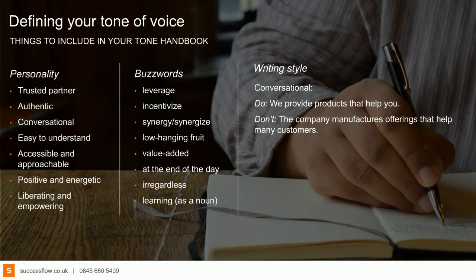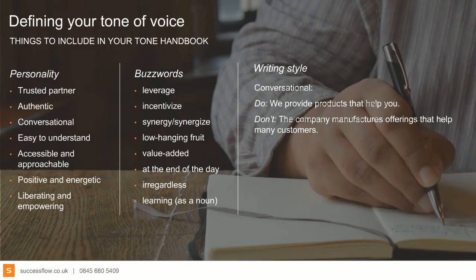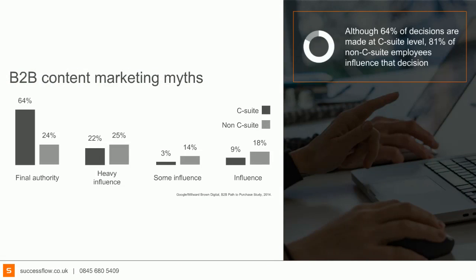And then finally, the conversational element, which I really like. So "we provide products that help you." That, in a conversational sense, is usually responded by, "so how can you help me?" That encourages the reader to read beyond that opening sentence to then find out the message, and you get your point across of how you can help them. So rather than "the company manufacturer's offerings that help many customers," which again is that kind of nondescript message that doesn't really say anything.